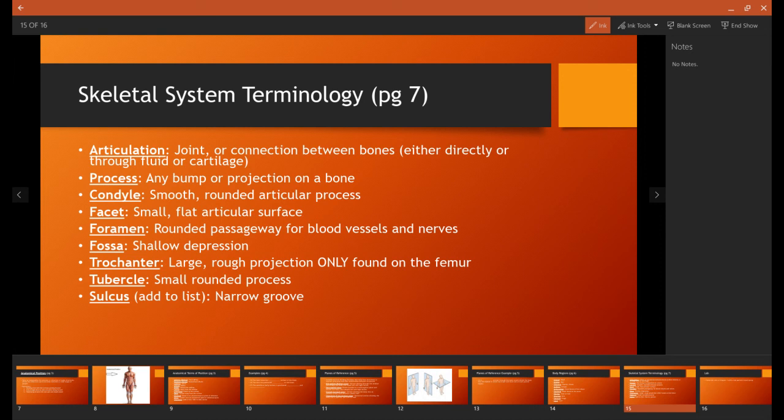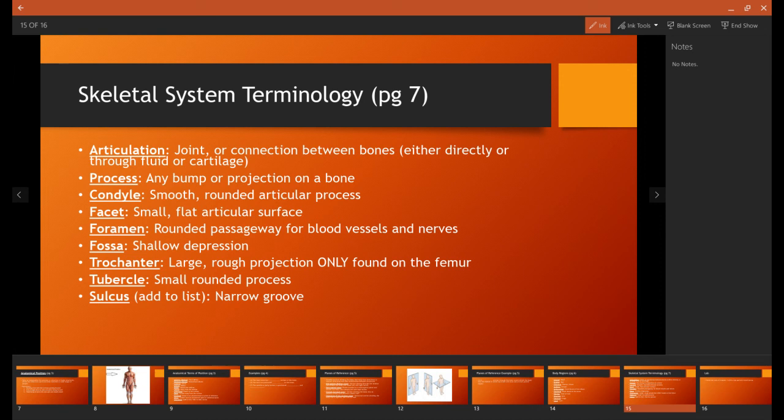A process is going to be any bump or projection that's found on a bone. A condyle is going to be a smooth, rounded, articular process. So let's break that down. What does that mean? So process, again, being any kind of bump on a bone. It's a smooth and round bump, and it's also articular, meaning this is a smooth, rounded bump on a bone that's going to form a joint or touch another bone.